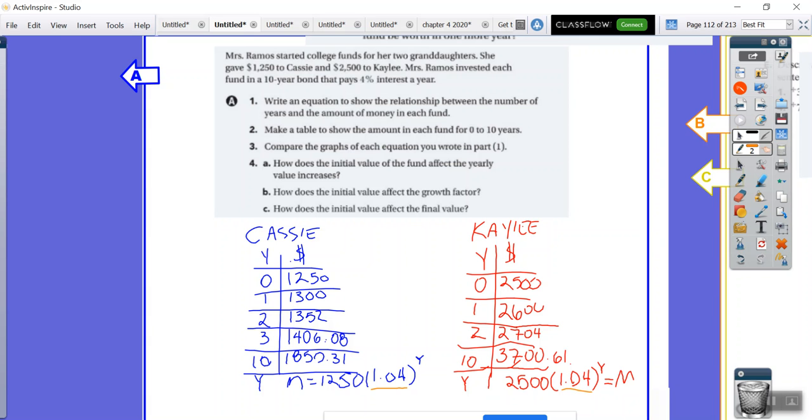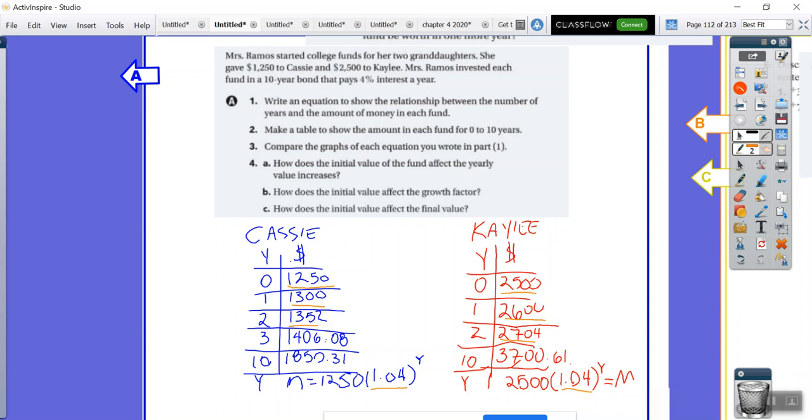Okay. So what's different about these two equations? Somebody new. Gigi. They have a different y-intercept. Okay. Has anyone noticed a connection between the money for Cassie and the money for Kaylee? Gavin. The money for Kaylee is pretty much always double the money for Cassie. So Kaylee is always twice Cassie.